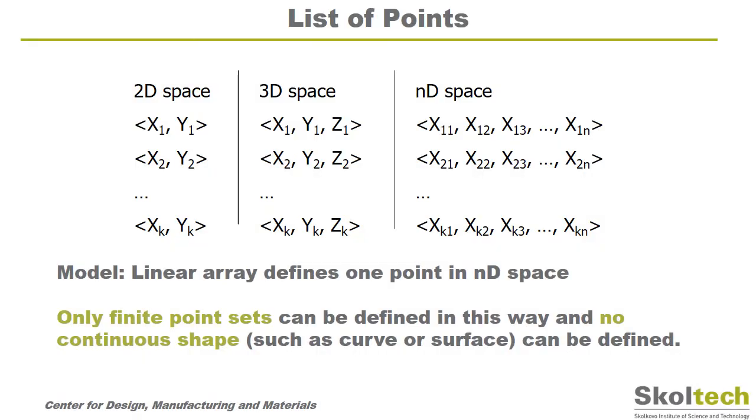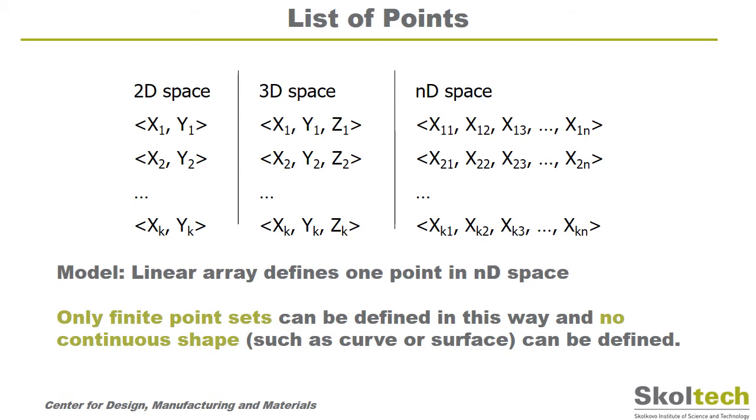The simplest way is to make a list of all points of the point set by providing their coordinates. Linear array defines one point in n-dimensional space. As example, a list of 2, 3, and 4-dimensional points are presented on this slide. It's obvious that only finite point sets can be defined in this way, and no continuous shape, such as curve or surface, can be defined.